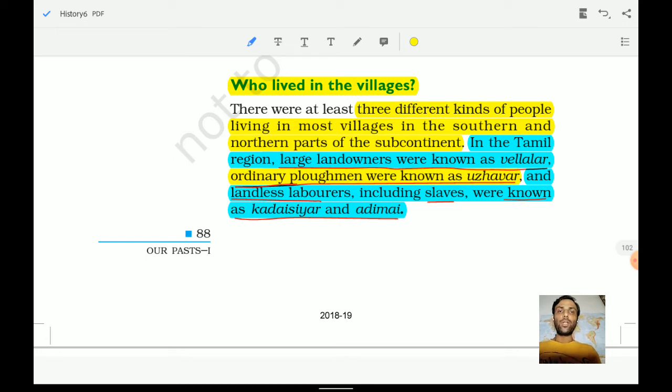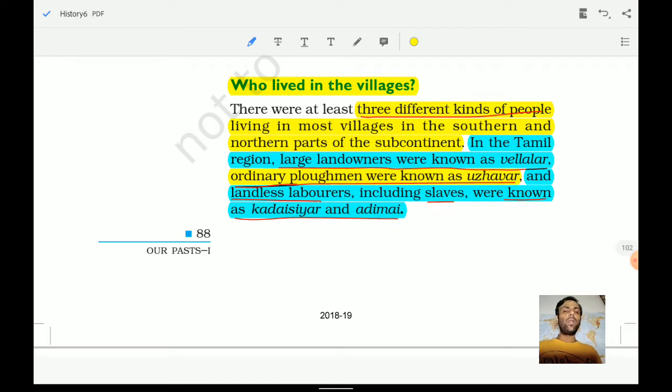So this is important to pay attention to: what type of people used to live. Three different kinds of people used to live. So we will understand who these people were in the Tamil region. In the Tamil region, the large landowners were known as Vellalars. So this term becomes important, that is, who the Vellalars were. These were the large landowners in southern India, in the Tamil region.